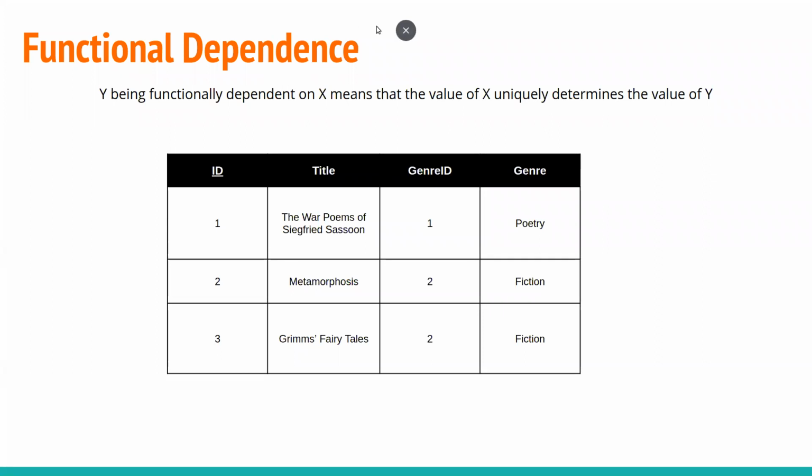Okay, so that's functional dependence. Y being functionally dependent on X means that the value of X uniquely determines the value of Y. Okay, cool. So we can see everything in the database is functionally dependent on the ID, because the ID is the primary key. It can uniquely determine everything in the database. Notice though, guys, we also have a functional dependence between genre ID and genre, right? 1, poetry, 2, fiction, and 2 is always fiction. So there's also a functional dependence here, but we haven't really explored that yet. Okay, cool.